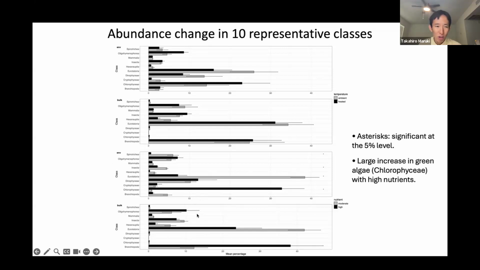In the bottom two figures, we show the effect of nutrient condition on the relative abundance of these classes in environmental and bulk samples. Here, in environmental samples, we found significant change in abundance in 4 out of the 10 analyzed classes. In particular, we note a large increase in green algae chlorophyll with high nutrient condition.